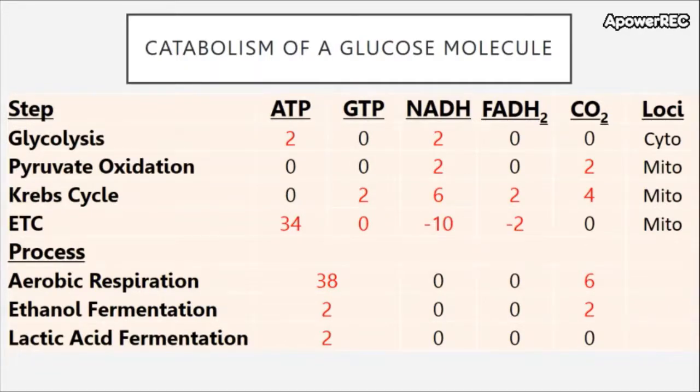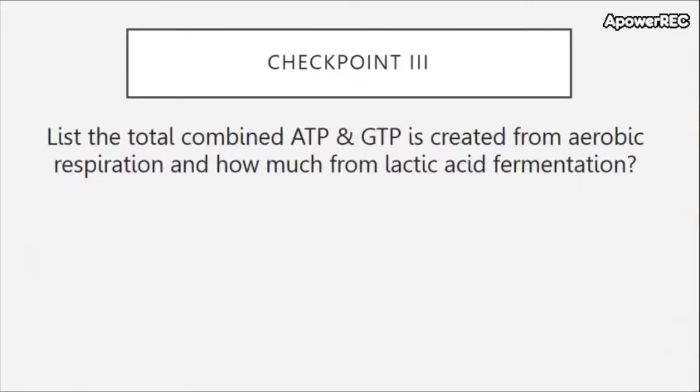I recommend that you take this table and you study it very well. You might want to make a 3x5 note card out of this and just memorize these values. Next is checkpoint 3. I want you to list the combined total of ATP and GTP that's created from aerobic respiration altogether, and how much from lactic acid fermentation.